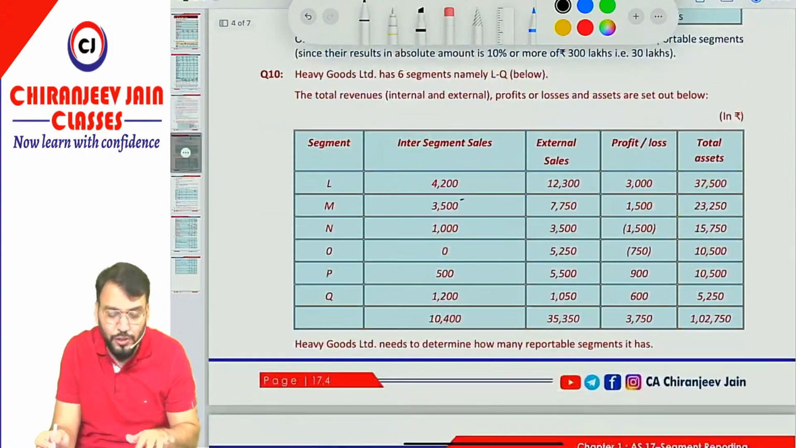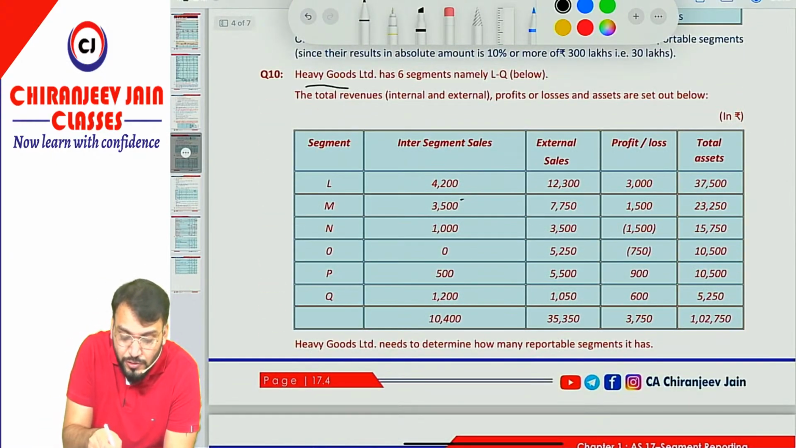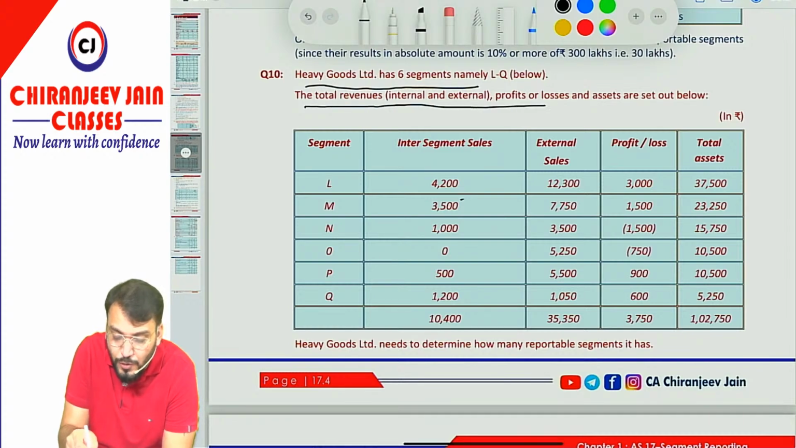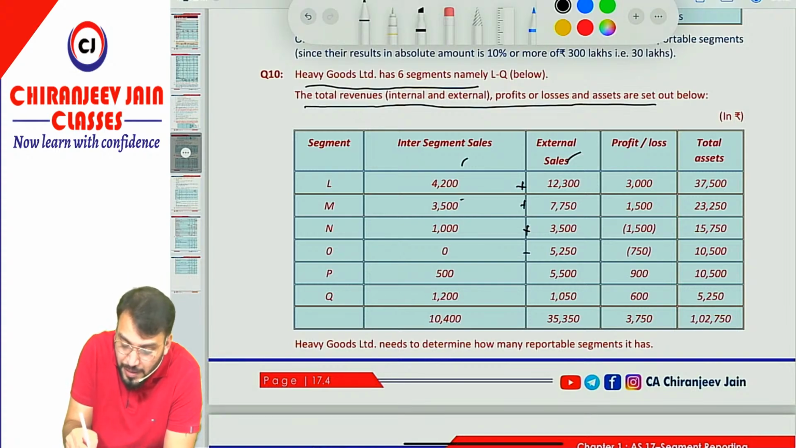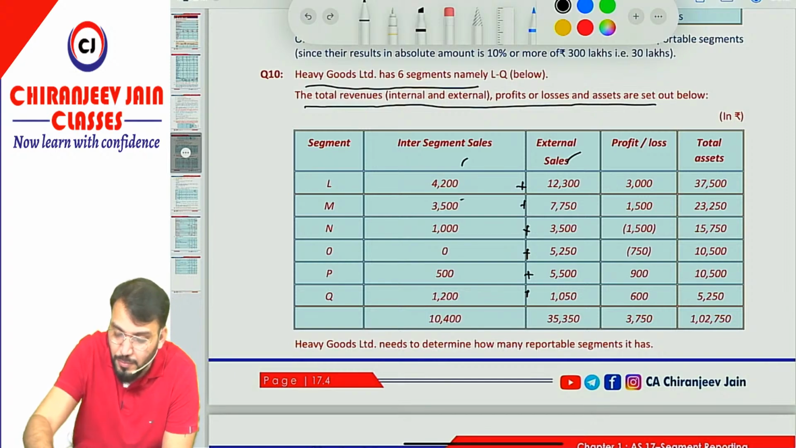Let me take one more question. Question 10. Heavy Goods Limited has 6 segments. The total revenue, internal, external, profit or loss, and asset are given below. So you can see inter-segment sale and external sale is given. So we need to do plus. We need to find out the total. So total, let us find out what is given.